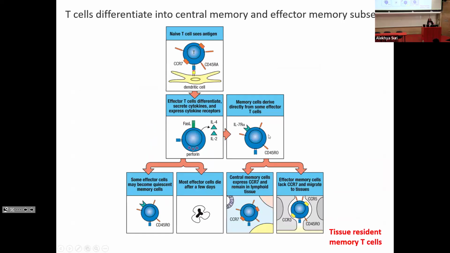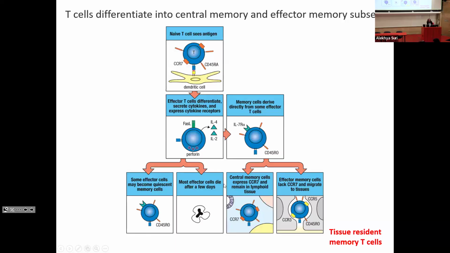So this is a very simplified version. There's a lot of specific ways that these cells become memory cells. It's not this easily divided into effector and memory, but to understand the concept, basically memory cells and effector cells come from the same naive T cells. Some will go on to continue to do their effector activities and control the infection. And some of them will go into memory T cells.